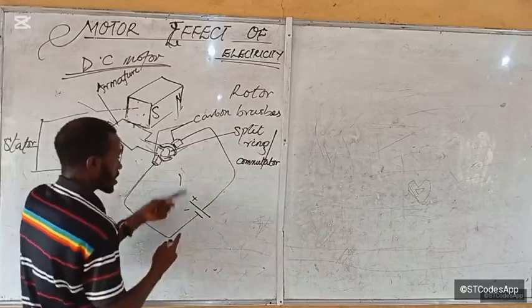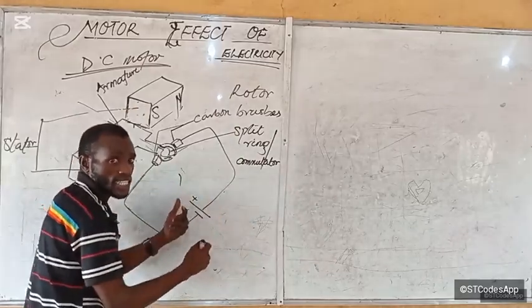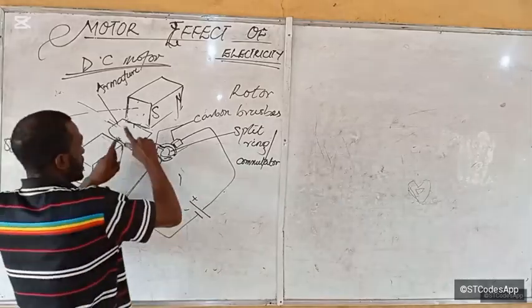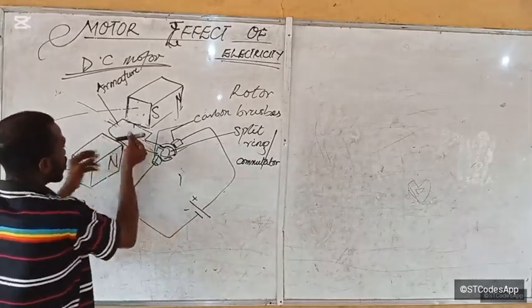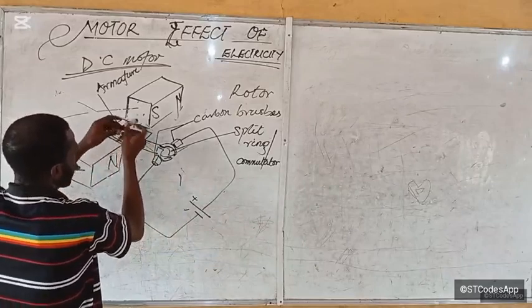Alright, but this one is alternating current already. Current is alternating. So because of that, as current is alternating, it means this thing should be, rather than just going like this, be rotating like this.